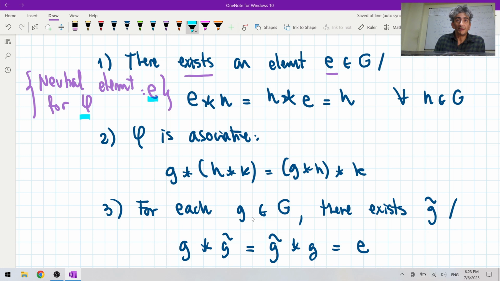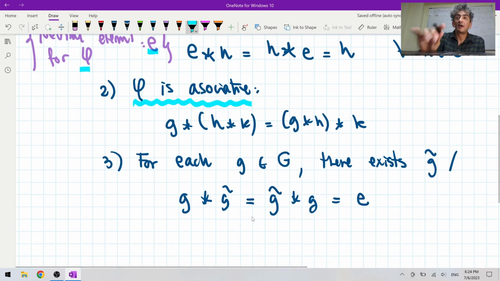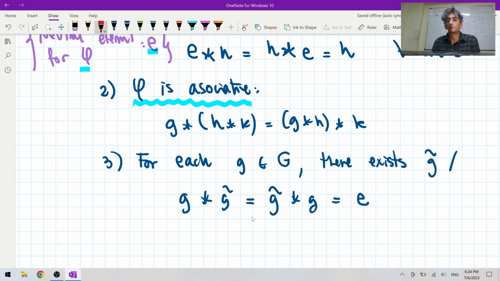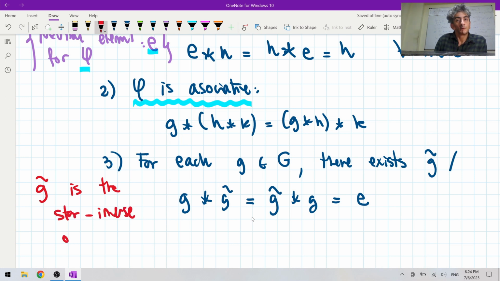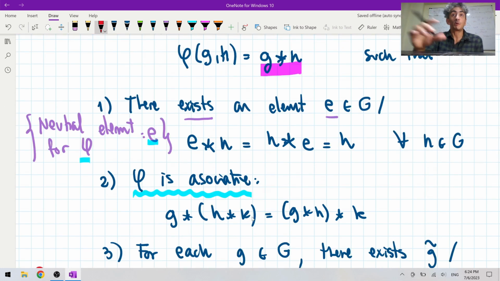Then phi is associative. We can associate. That means that we can use parentheses however we like. And finally, this g tilde accounts for the inverse with respect to the group operation. g tilde is the star inverse of g. All right, so there are many examples for this, and they are all very well known for us.